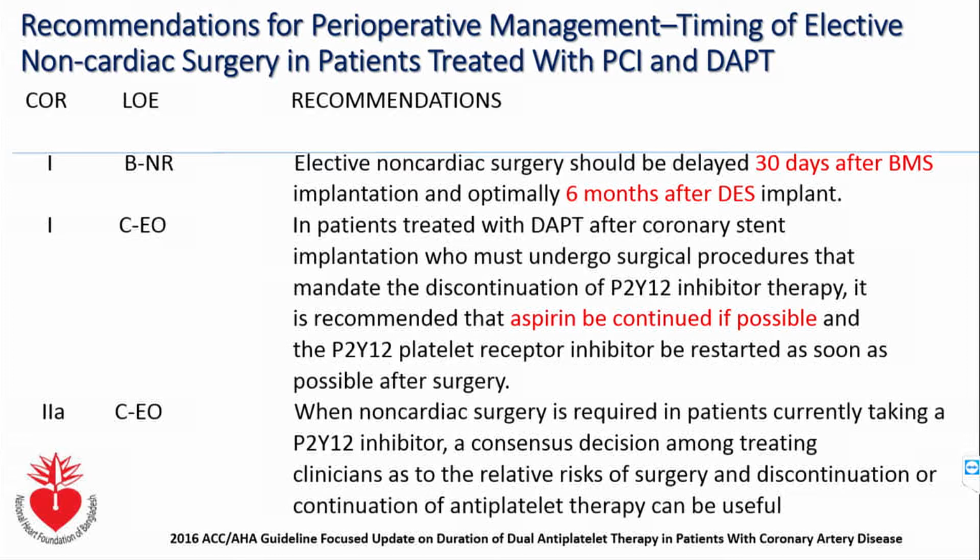If the patient is treated with DAPT after coronary stent implantation and must undergo a surgical procedure, that mandates discontinuation of the P2Y12 inhibitors. P2Y12 inhibitors are clopidogrel, prasugrel and ticagrelor, and these should be stopped. Ticagrelor should be stopped 3 days prior to the surgery, and prasugrel, which has the highest risk, should be stopped about 7 days before the surgery. Clopidogrel should be stopped 5 days before the surgery. And aspirin should be continued if possible, in consultation with the surgeon.